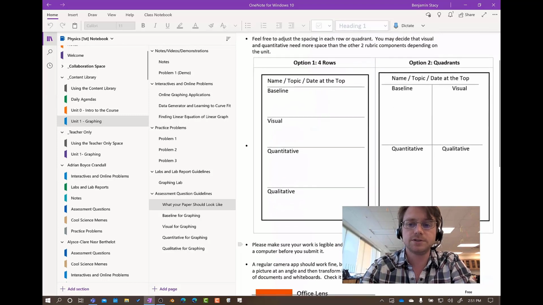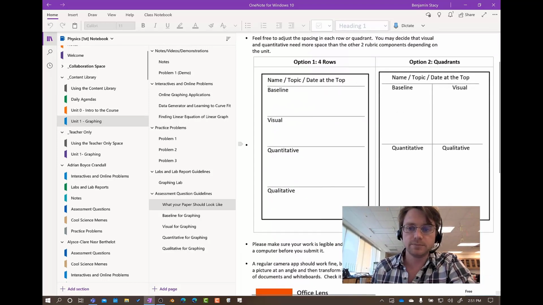Pick one of these two options. Either make 4 rows horizontally and label each row with the component of the rubric: baseline, visual, quantitative, or qualitative. If you're in physical science, this quantitative is replaced with the math/logic component. Make sure you put your name, the topic. In this case, it would be graphing for physics, or in physical science, the first topic is going to be nature of science, something like that. Forget what I called it in the notes.